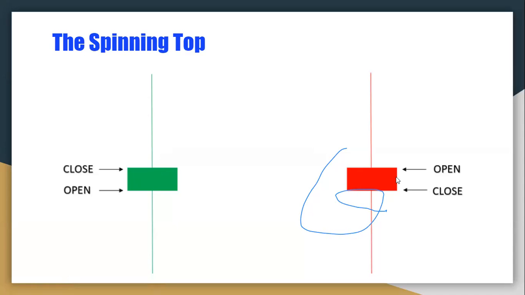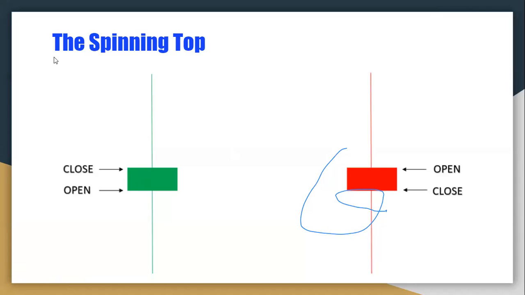Similarly, in case of a red candle, the body of the candle does not matter when the candle is very short. Either it is green or red, it does not matter, because if the opening and closing prices are almost the same, it does not matter at all. So in both cases, we are seeing that there is a huge struggle between the bulls and the bears.